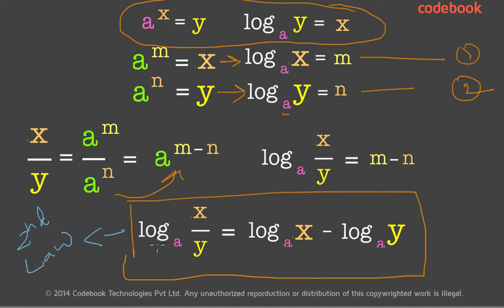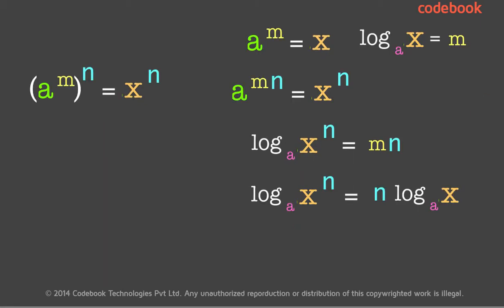So in the first law, we have seen that log xy to the base a is equal to log x to the base a plus log y to the base a. In the second law, we have seen that log x by y to the base a is equal to log x to the base a minus log y to the base a. Now let's look at the third law of logarithms. The general form of a logarithm, as we have seen earlier, is a power m equal to x is represented as log x to the base a equal to m.